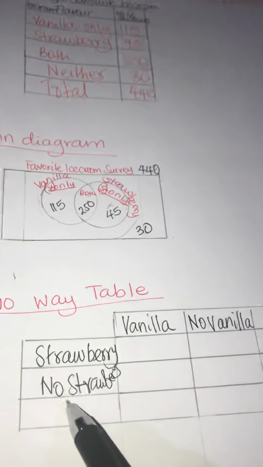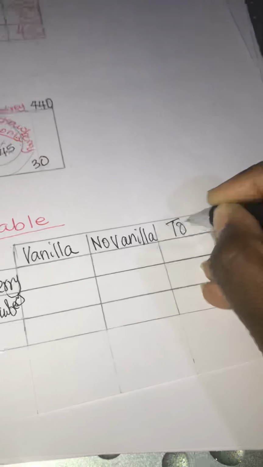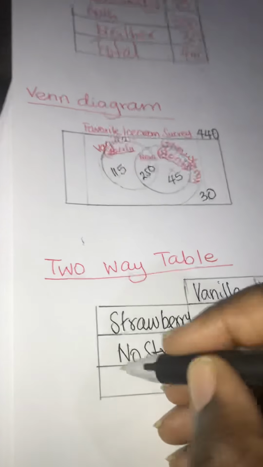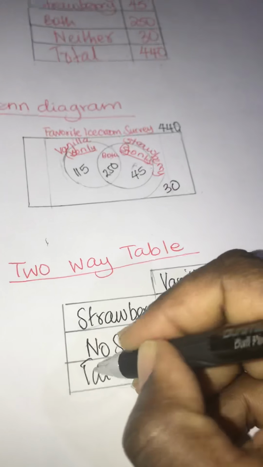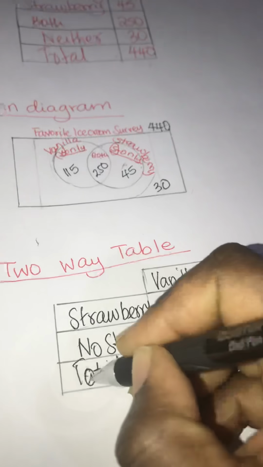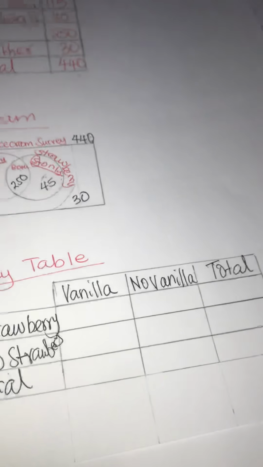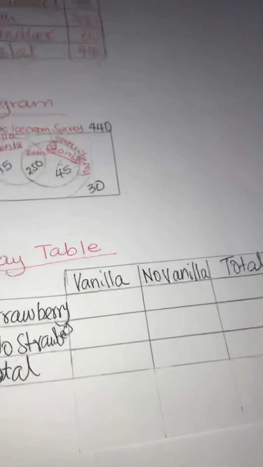So strawberry, no strawberry. Vanilla, no vanilla. Here you will write total. You must have total. Okay, now let's fill out our numbers.